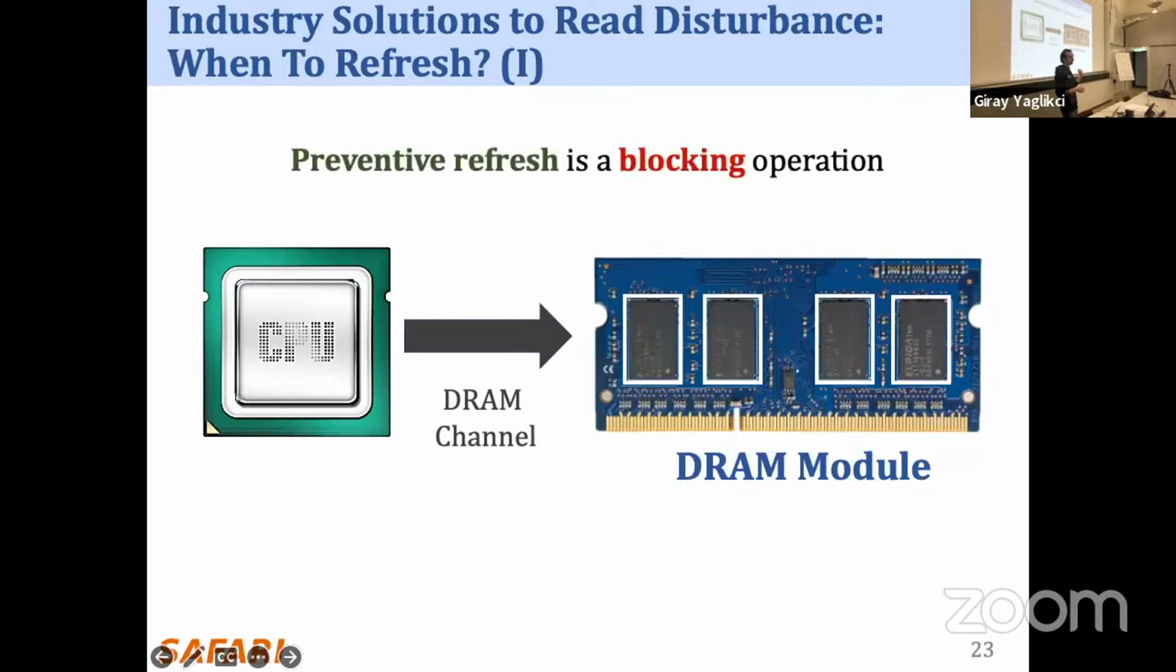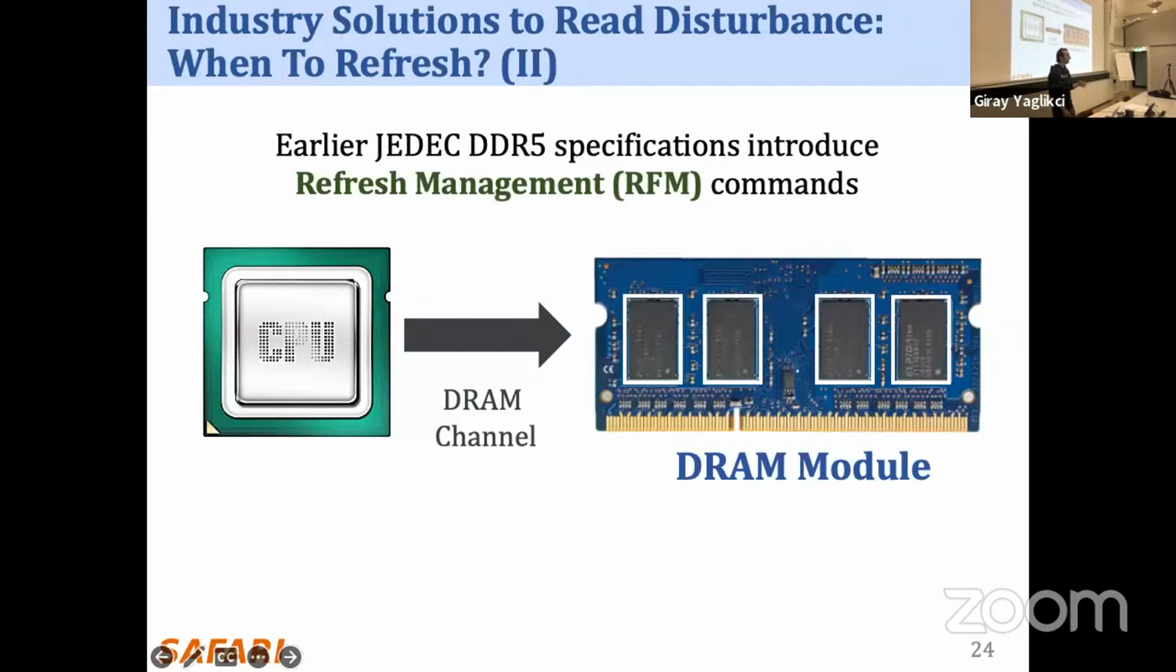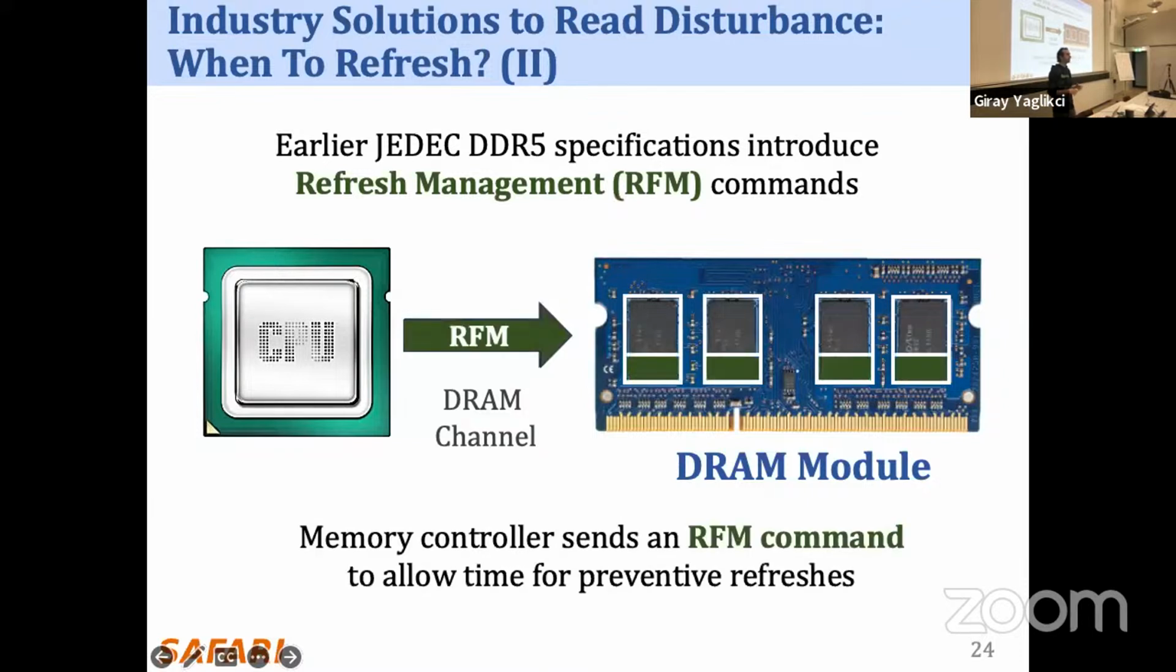And because the preventive refresh is a blocking operation, the DRAM module itself cannot decide to start a preventive refresh, because at any time, the memory controller could try to access those blocked locations and cause faulty operation. To prevent this, one of the earliest JEDEC specifications introduced a new RFM command. I think this was around 2020. The RFM command gives the DRAM module time to perform preventive refreshes.